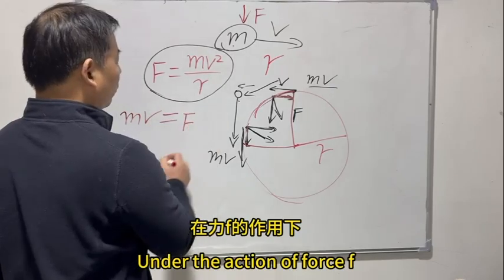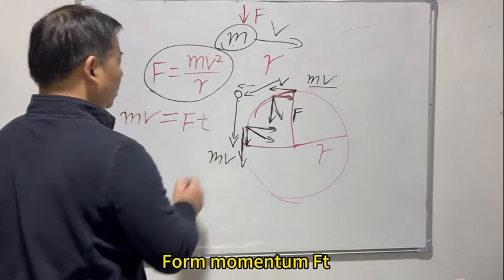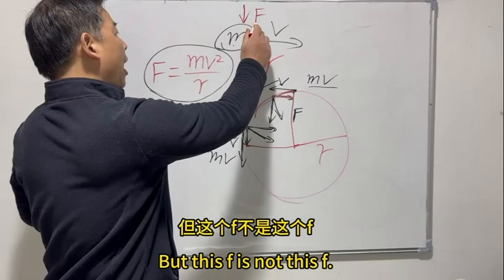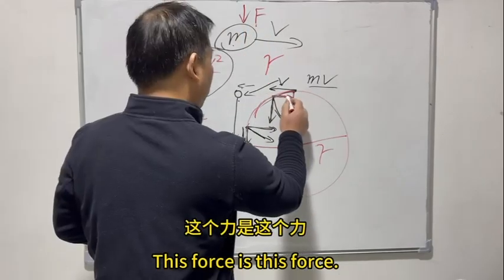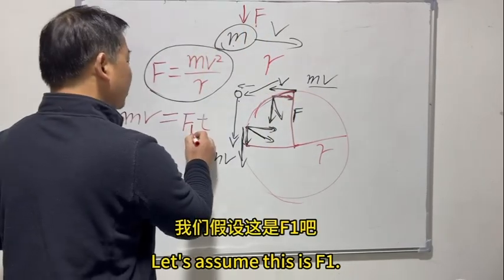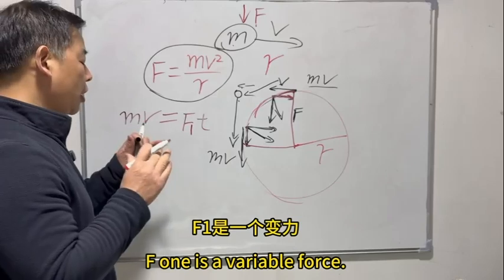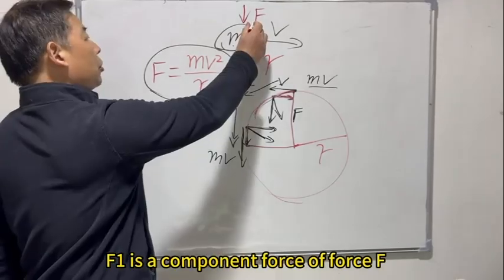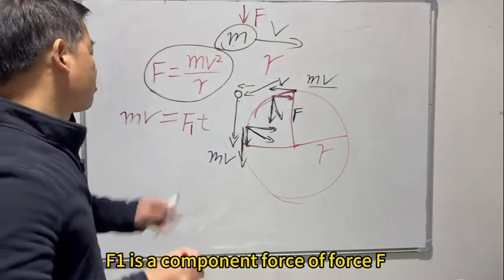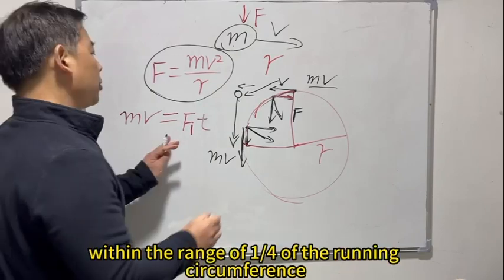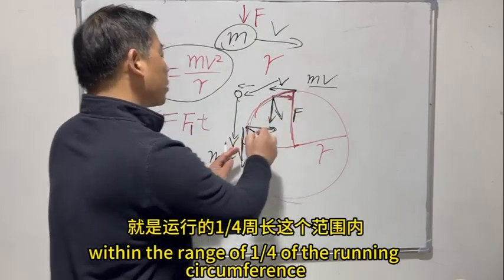Under the action of force F, it forms momentum. But this F is not this F. This force is this force. Let's assume this is F1. F1 is a variable force. F1 is a component force of force F. This is its momentum change within the range of 1/4 of the running circumference.